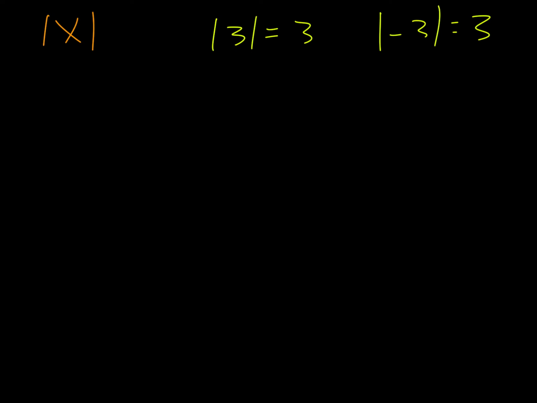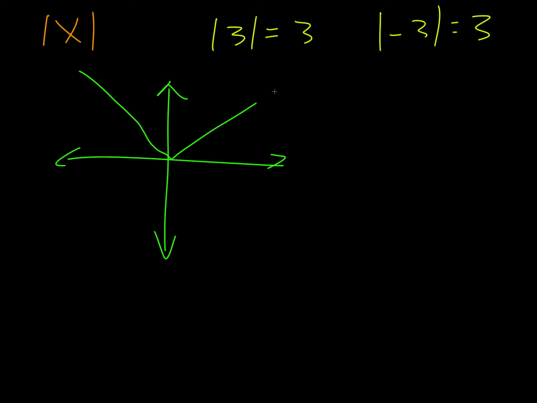So if it's positive, it stays positive. If it's not positive, it becomes positive. And the graph looks like this. It's like a V shape. And the tip is at the origin. I know that doesn't quite look like that.